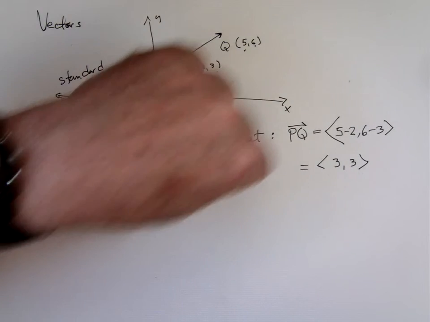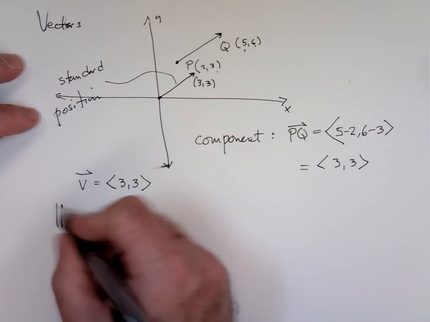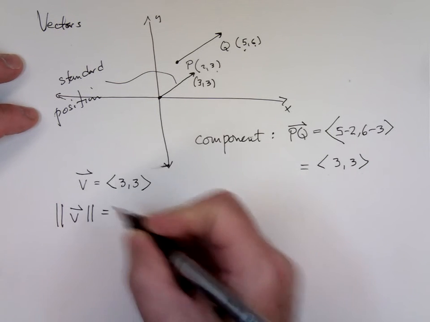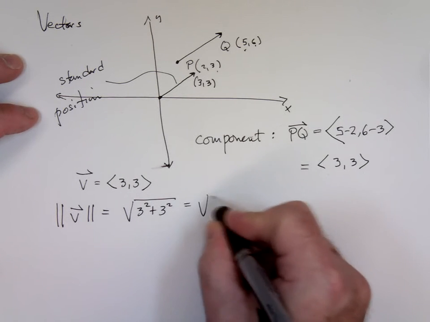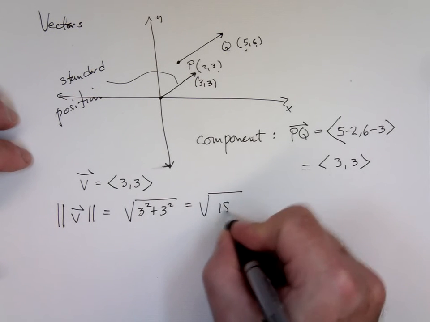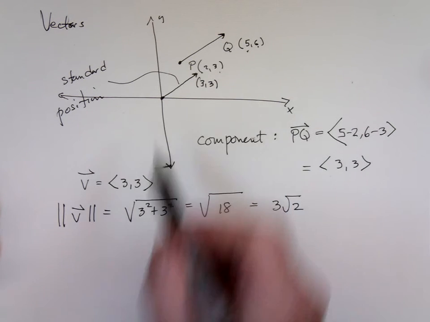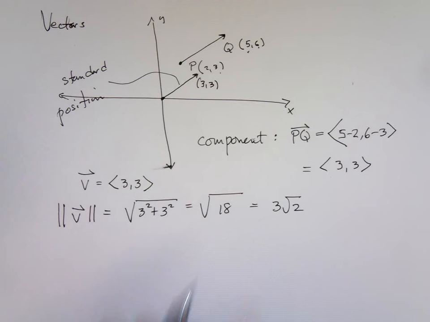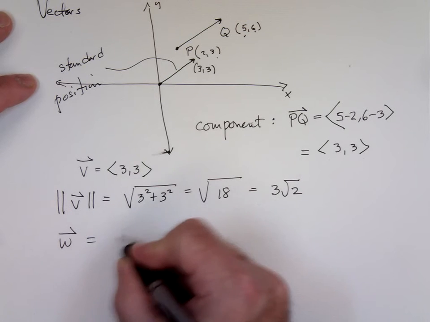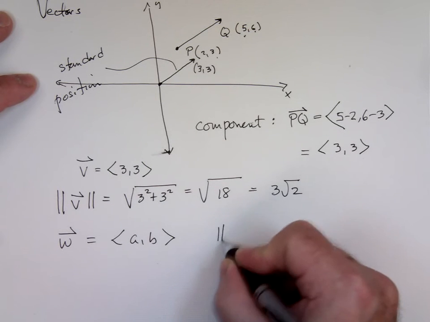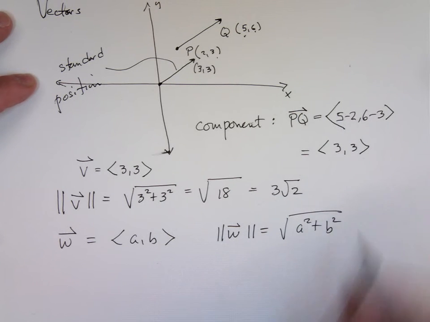It wouldn't matter. What is the length of that vector? Its magnitude or length is equal to the square root of 3 squared plus 3 squared, which would be the square root of 18, which would be 3 times the square root of 2. That would be the magnitude or length of this vector. In general, if you have some vector W, the magnitude of W is the square root of A squared plus B squared. Just really a distance formula is all it is.